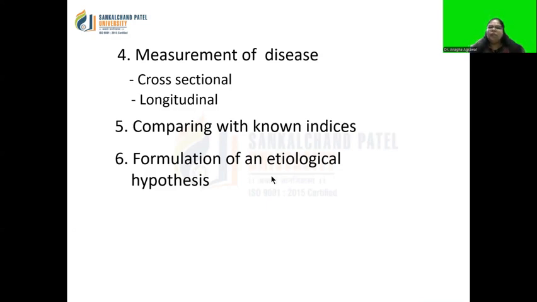Then comparing with the known indices. Once you know the disease, how will you compare it? Now, you cannot just randomly say that this person has a high amount of disease and that person has a low amount of disease.